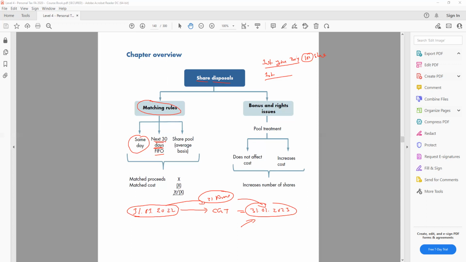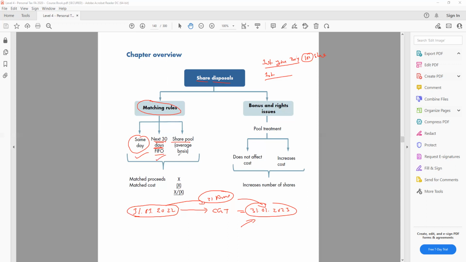I have to send it after a certain period, on 31st of January the following year. So don't be confused. The next 30 days, that means, how do I know what will happen in the next 30 days? Then the share pool. Share pool is all about everything except these two: same day and the next 30 days.